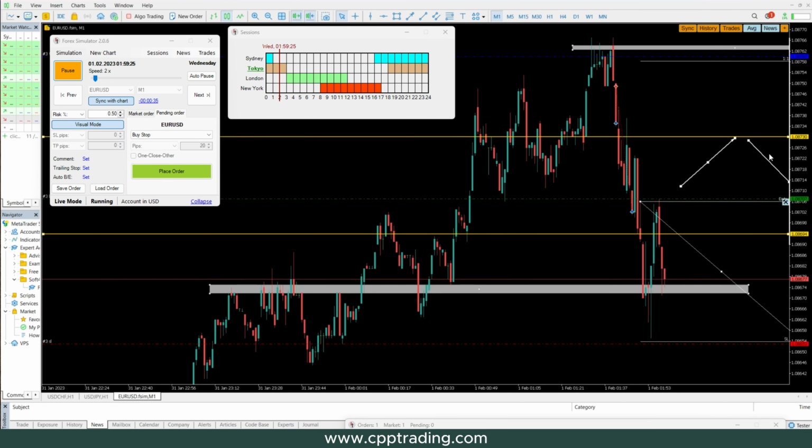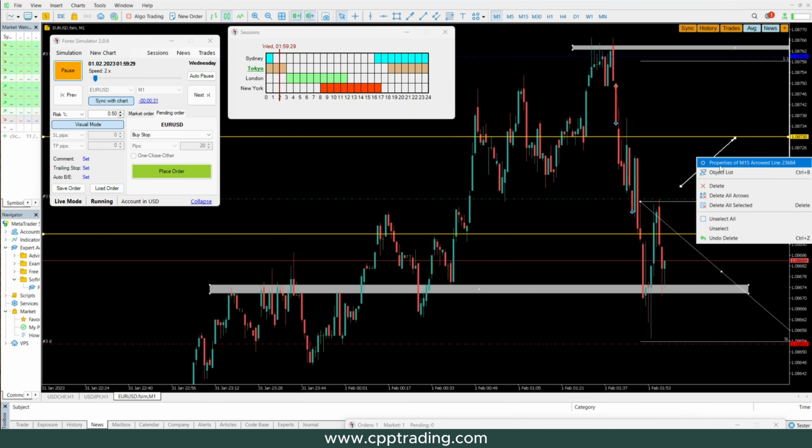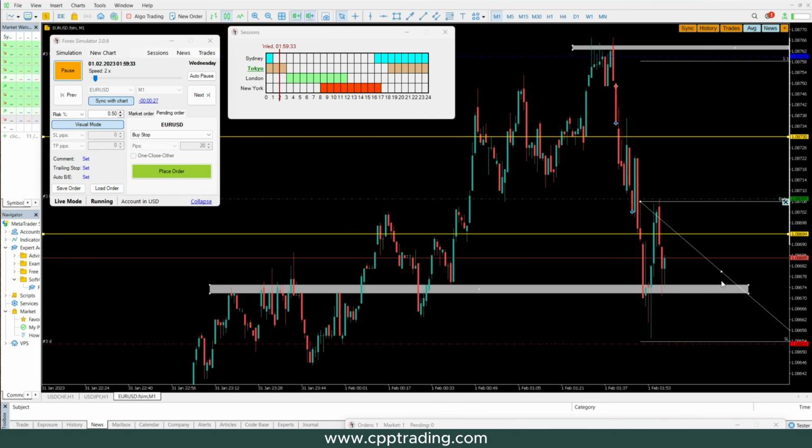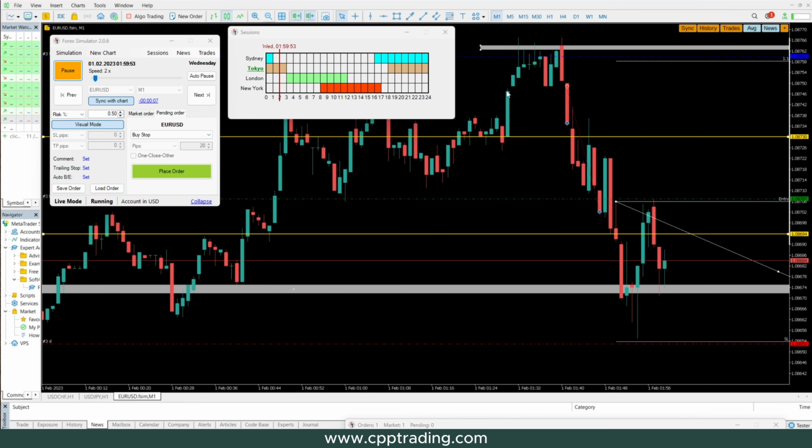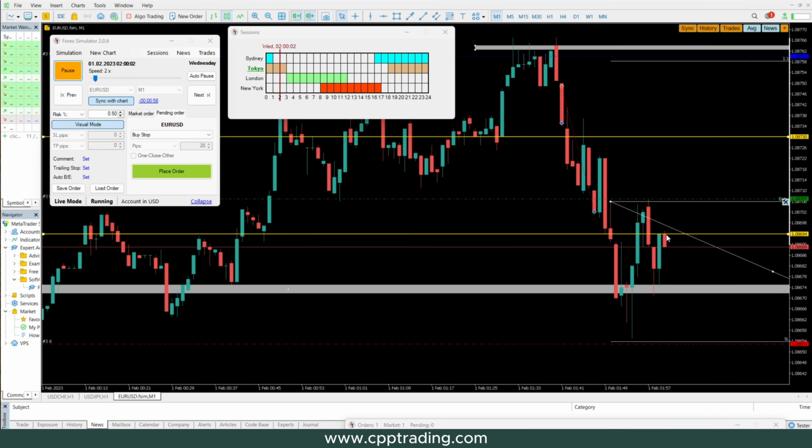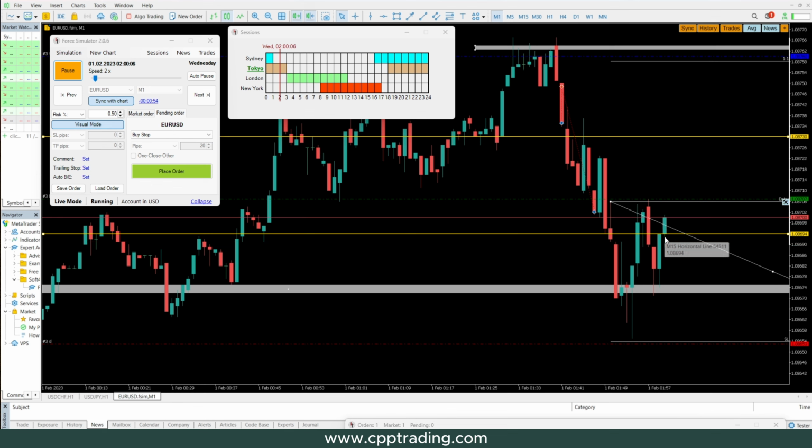Let's remove some of those lines. Okay, there are lots of lines here, but every line has a purpose, and it's here as a visual guide. Okay, price starting to move bullish, as you can see, but we need a candle closing actually bullish. Okay, nice close. You can see this is a higher low now.